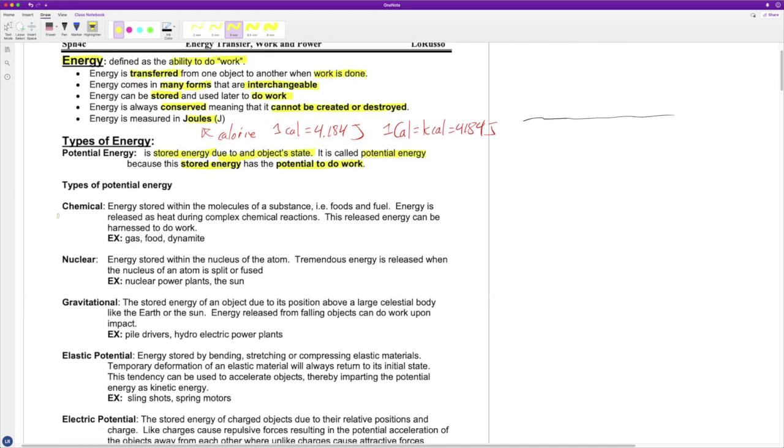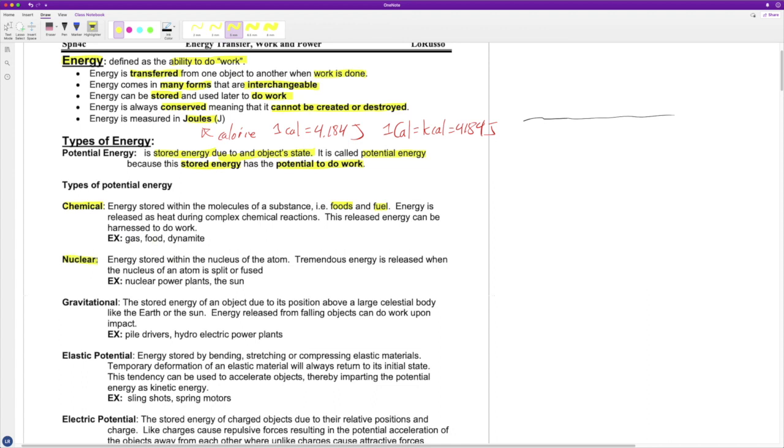So it's just stored. So examples, chemical potential energy. This is energy stored within the molecules of a substance. Examples: food, fuel like gasoline. The energy can be released later and be harnessed to do work. So obviously gasoline, we can burn it. Food, we can digest it. Dynamite, we can blow things up, right? All of these potential energies are designed to feed or fuel kinetic energies later.